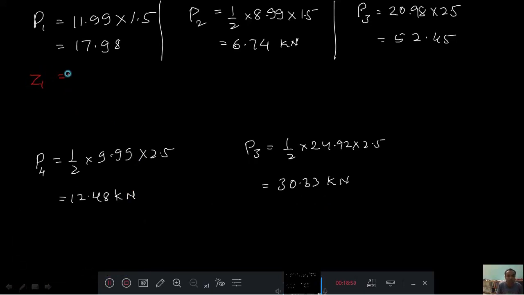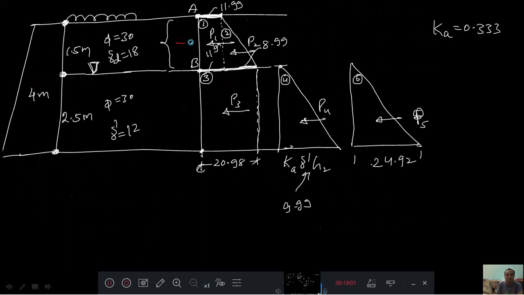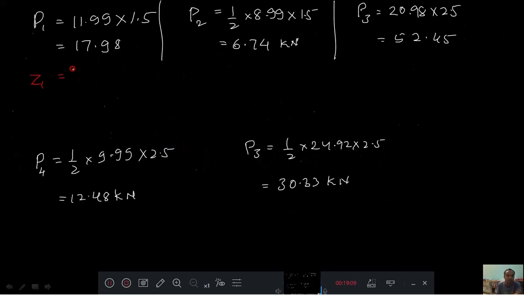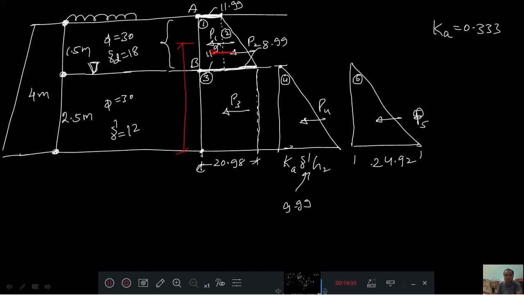That is, Z1, for the first one, will be from here to here. It means half of 2.5 plus half of 1.5 plus 2.5, that is 1.5 by 2 plus 2.5, 3.25. And here this Z2 will be from this height to this height, means 1/3 of 1.5 is 0.5 plus 2.5 is 3 meter.